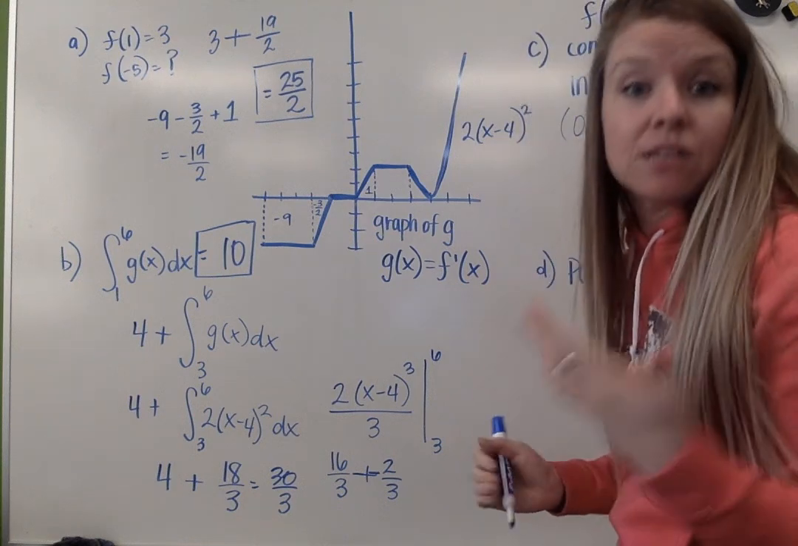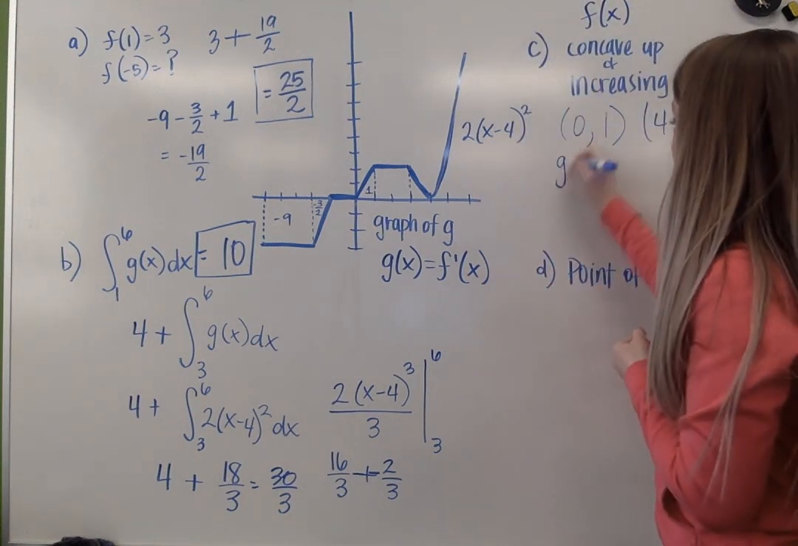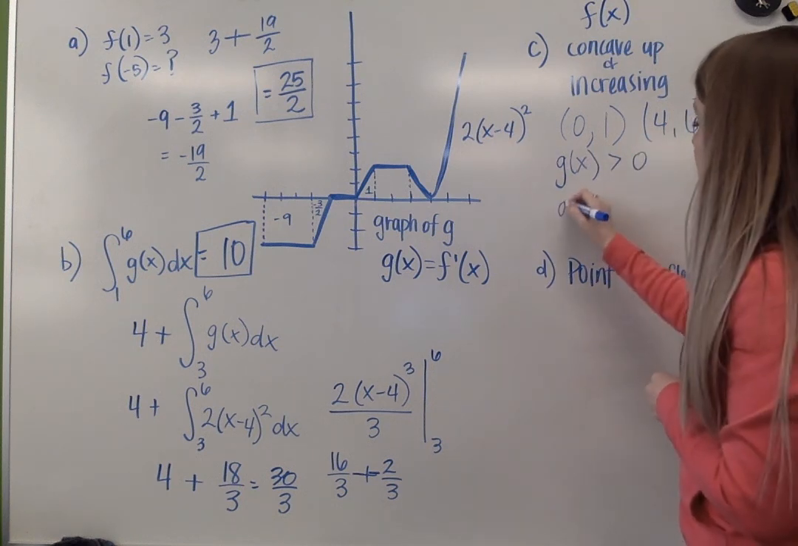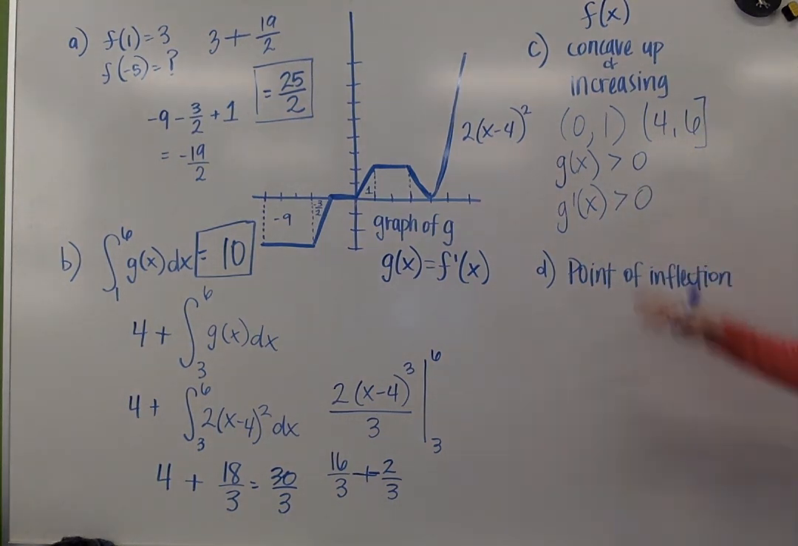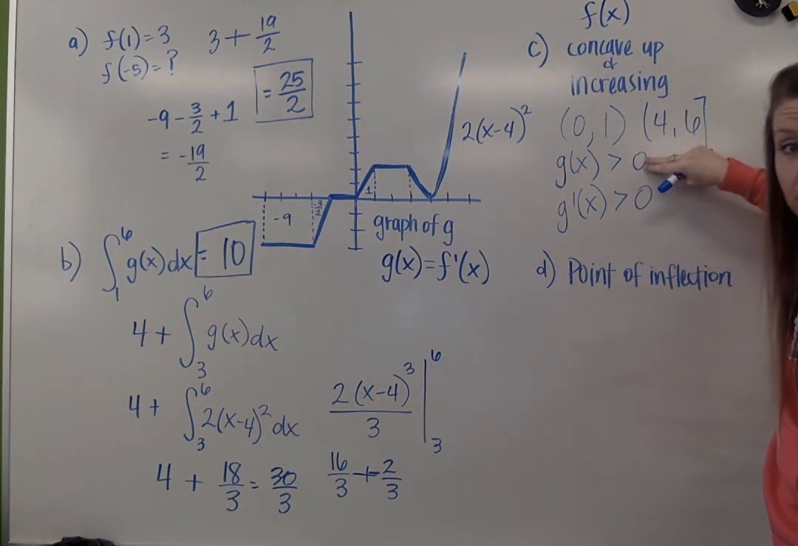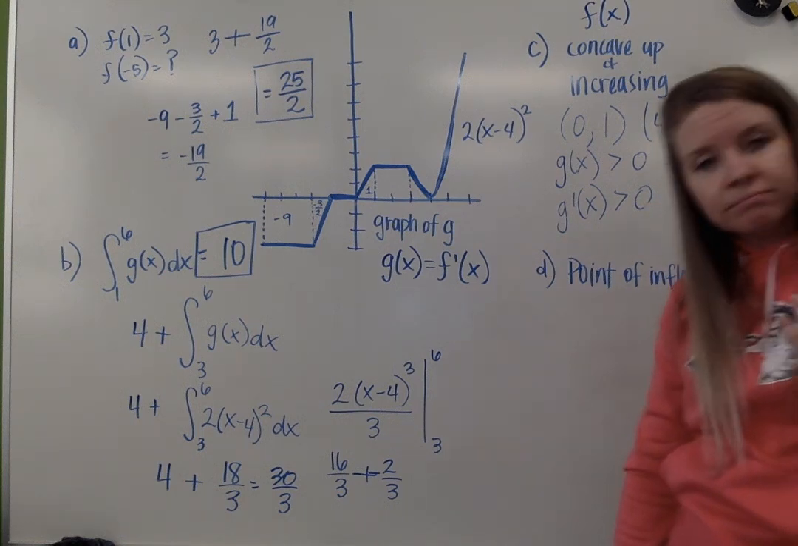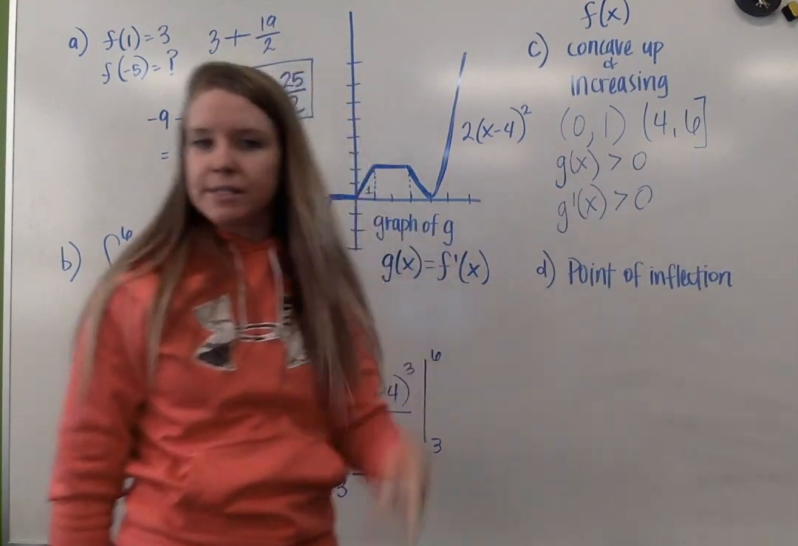It says give a reason for your answer. So my reason would be g of x is greater than 0 and g prime of x is greater than 0. Above the x-axis, positive. The derivative of the derivative is increasing. You could also just say those are positive instead of greater than 0. Same thing.